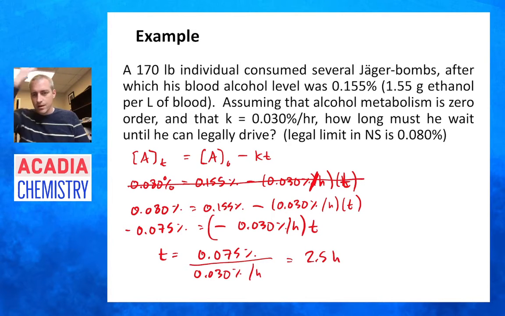There we go. So what this tells us is that after 2.5 hours, assuming this is our value of k, that value is going to be specific to each individual. Everyone has their own value of k. 2.5 hours from that point, your blood alcohol level should be down to the current legal limit in Nova Scotia. Doesn't mean you should drive. I'd wait a little longer than that if it was me.